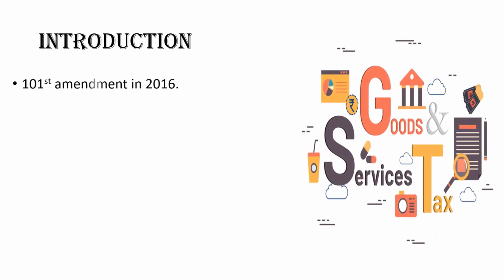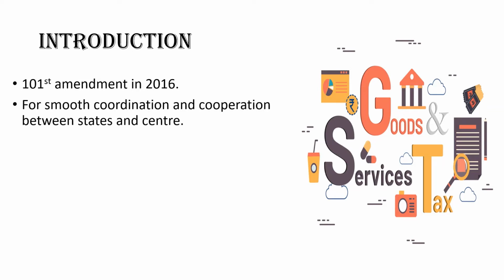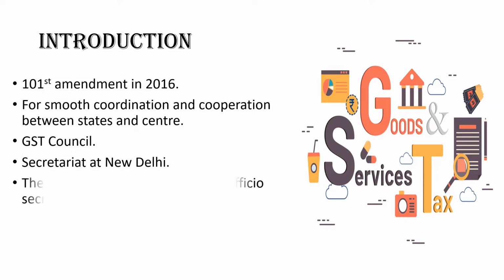The 101st Constitutional Amendment Act of 2016 introduced the Goods and Services Tax in the country. The smooth and efficient administration of this tax requires cooperation and coordination between the Center and the States. In order to facilitate this consultation process, the amendment provided for the establishment of a Goods and Services Tax Council, or the GST Council. The Secretariat of the Council is located at New Delhi. The Union Revenue Secretary acts as the ex officio secretary to the Council.